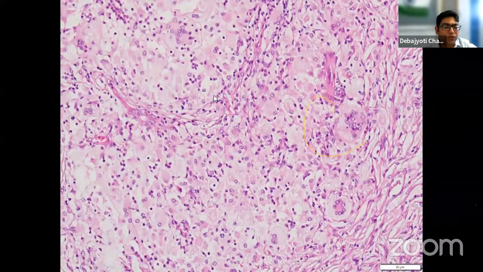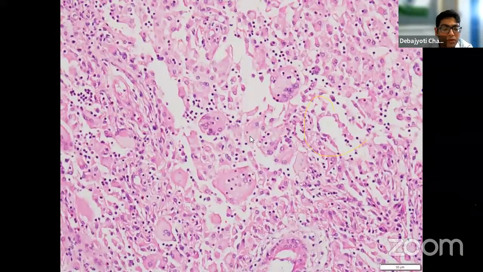So another photograph where we can see these large voluminous cells with abundant eosinophilic to pale or clear cytoplasm and peripherally pushed nuclei, some have centrally placed nuclei, some multinucleated giant cells here, and very bland chromatin. There is no atypia, no mitosis, no necrosis.